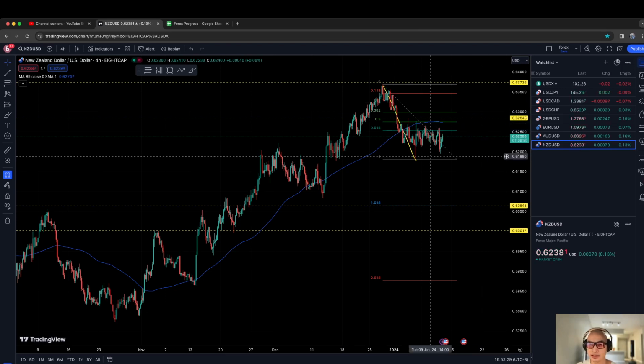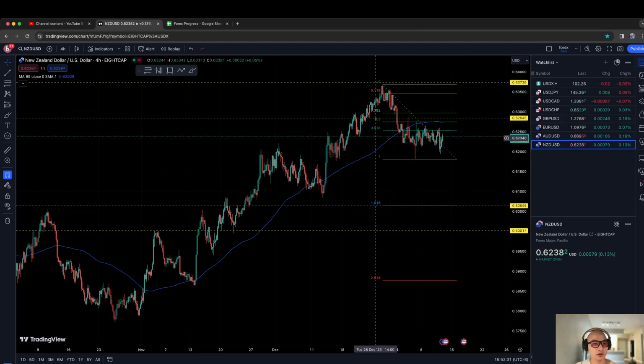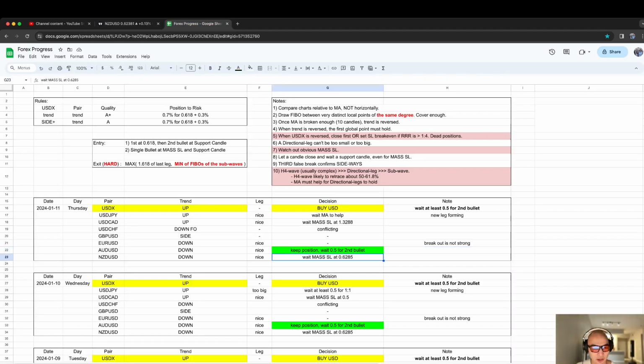So that's my analysis of the individual currency pairs. Overall, the USD is strengthening, and I have already entered my first trade risking 0.7% on Aussie. If the market still continues to retrace, I'm going to sell again at least at Fibonacci retracement 0.5 on the Aussie, New Zealand dollar, or USD Japan yen.